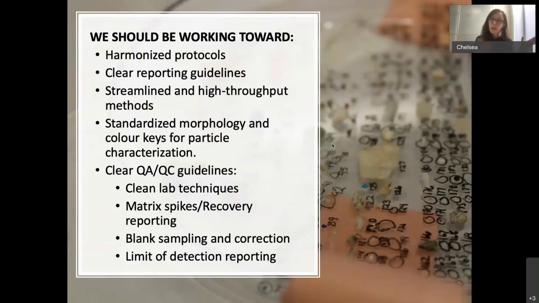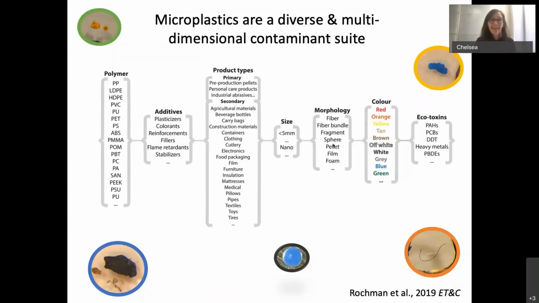And while we can look to the field of analytical chemistry to guide us, and we should, we also have to remember the differences. So I'm going to leave you again with this slide one more time to just remind you that it's a diverse contaminant, it's a multidimensional contaminant, and not all microplastics are the same. And as we develop our field moving forward, we can't forget that this is the case. And make sure that we move forward accordingly.